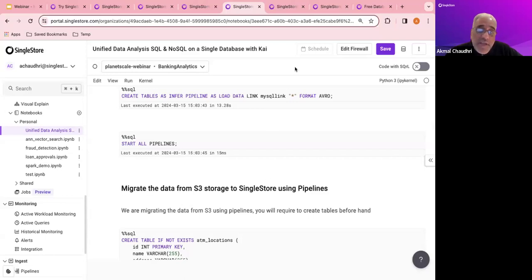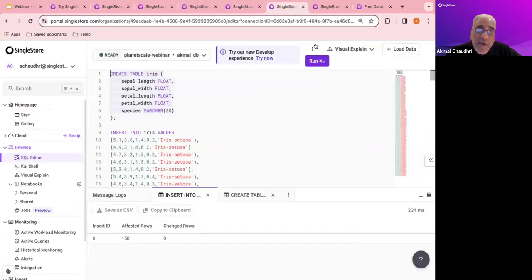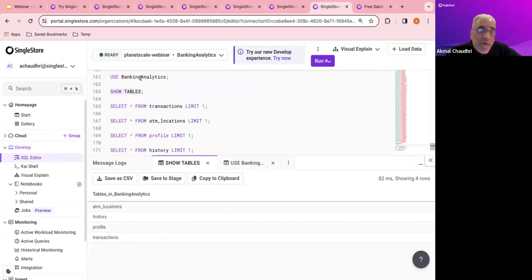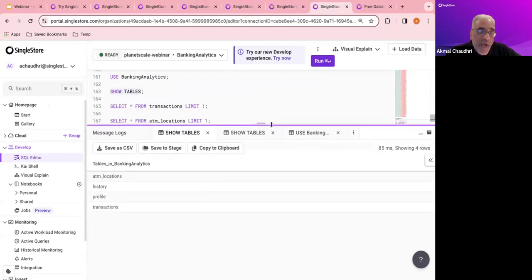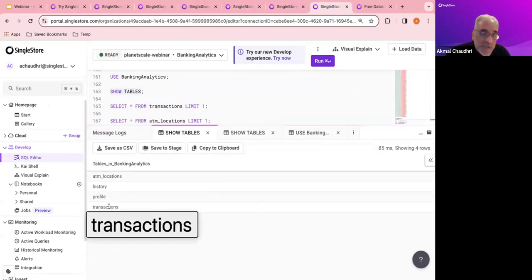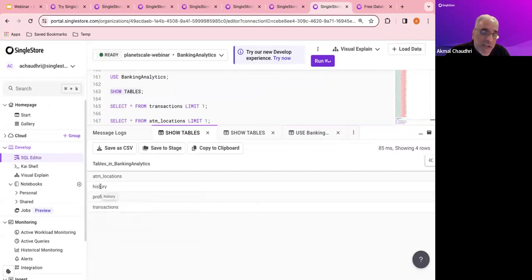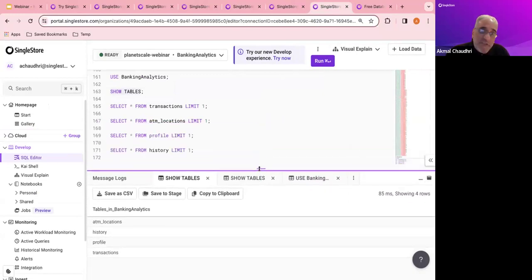it will get fed across to the SingleStore side. And it's actually created these tables for me already, and I can query those here. So for example, let me just show the tables here. Okay, this is just using the SQL editor. And you can see here that it's actually copied across all of these from those multiple sources. So I've got my transactions, which is coming in from MySQL. And then I've got, I think, profile and history here, which are coming from MongoDB. The ATM locations are coming from the S3 bucket. And so once that's in and stored in these multiple tables, I can actually join across these multiple tables as well. So that's a great way to do that.